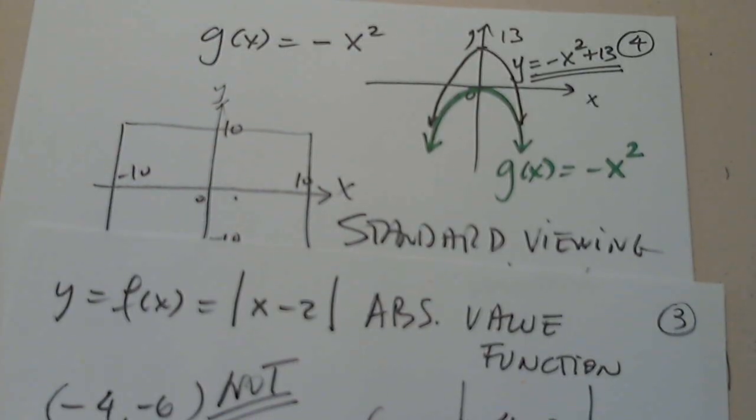How do I adjust the viewing window? I know the y coordinate has to go beyond 13. So I'll go to window this time. And all I have to change is the y maximum. I want y maximum, let's say, to be 20. And then I hit graph again. Quickly. 1, 2, 3. So the x squared, the negative x squared, and the negative x squared shifted up 13 units.